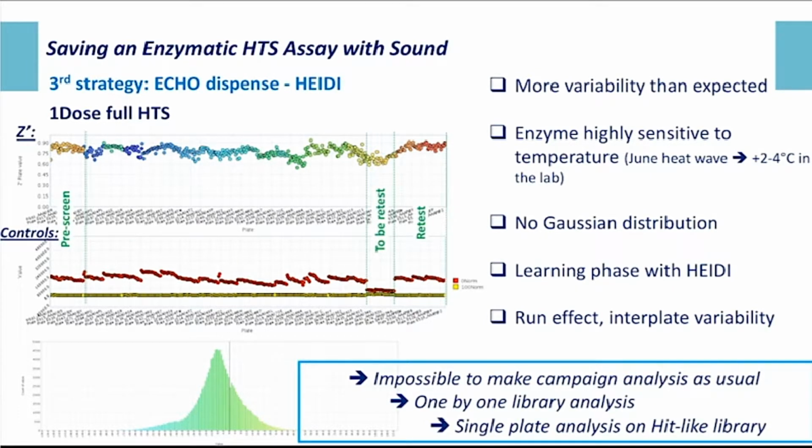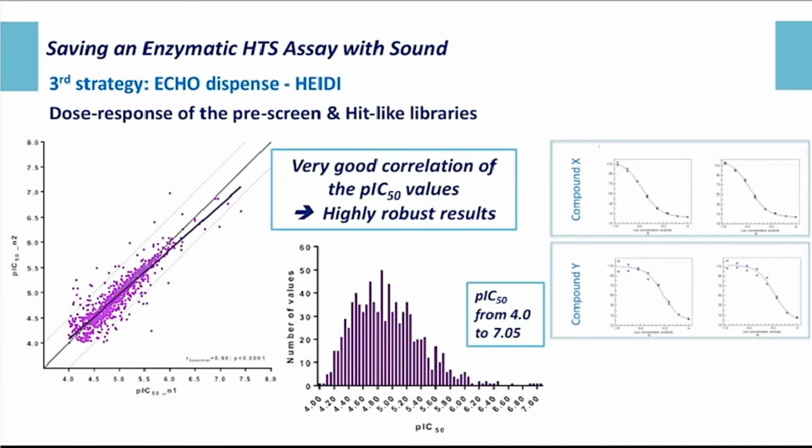And if you look at the distribution of the compounds' effect, we are far away from a Gaussian distribution. So it was definitely impossible to run a classical campaign analysis. That's why we decided to perform an analysis by plate. And we also agreed to screen in dose response more compounds than usual. And as you can see on this graph that shows the correlation between the pEC50 value of the compounds between N1 and N2, it was a very good idea to use HIDE.